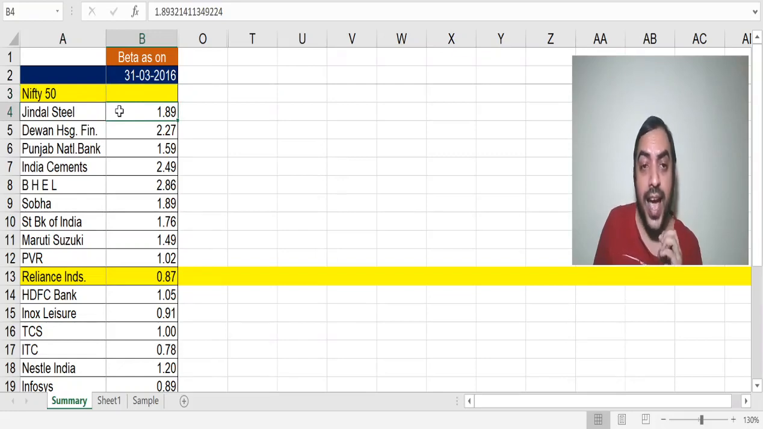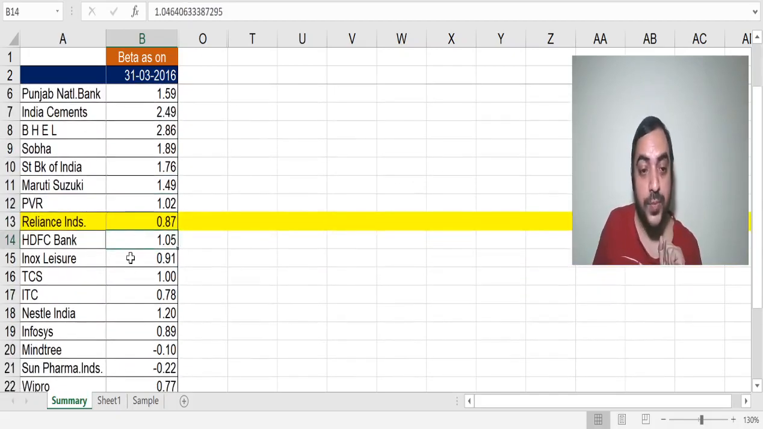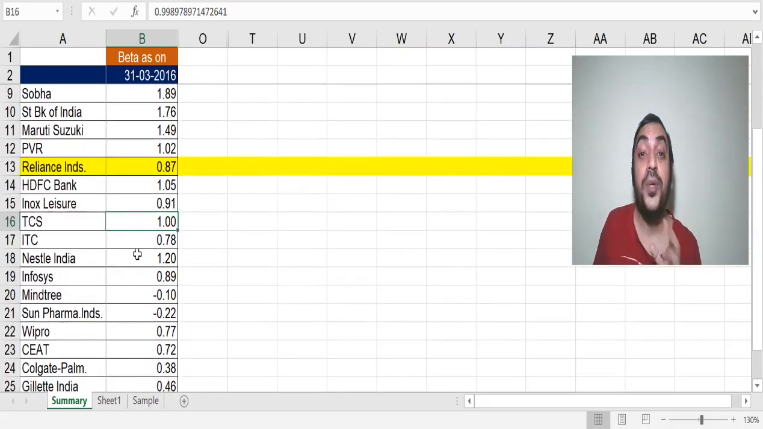Now come to this. Jindal Steel has got 1.89. It means if the Nifty 50 changes by 1%, then the Jindal Steel price will move by 1.89%. Higher sensitivity, higher risk, higher return also, but higher risk also. So Dewan Housing Finance 2.27 times. Punjab National Bank 1.59 times. India Cements 2.49 times. BHEL 2.86 times. Your favorite PVR 1.02 times. HDFC Bank 1.05 times. TCS one time. What do you mean by one beta?